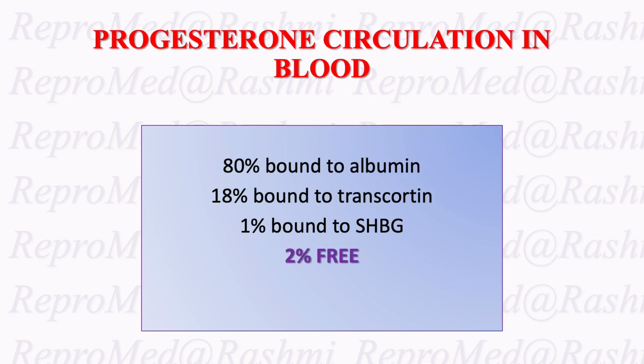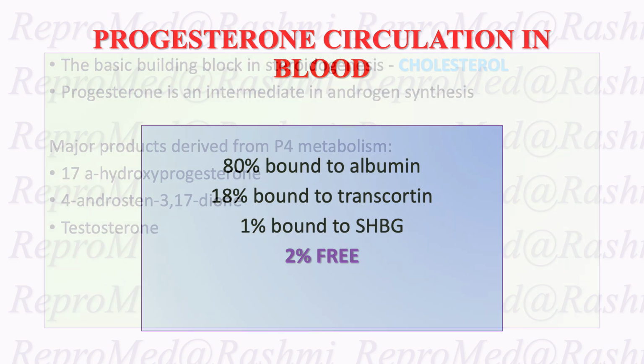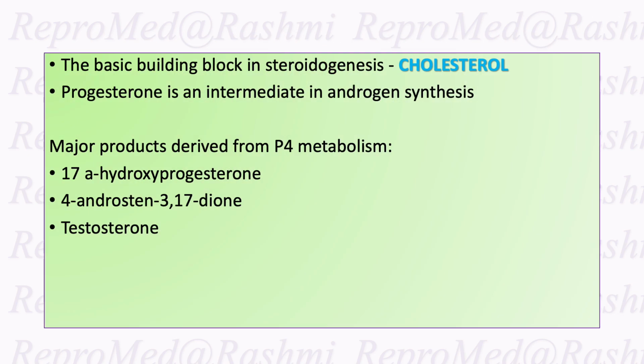Progesterone circulation in blood. About 80% of progesterone is bound to albumin, while 18% is bound to transcortin, 1% is bound to sex hormone binding globulin, and 2% of progesterone is free. The basic building block in steroidogenesis is cholesterol. Progesterone is an intermediate in androgen synthesis. The major products derived from progesterone metabolism are 17-hydroxyprogesterone, androstenedione, and testosterone.